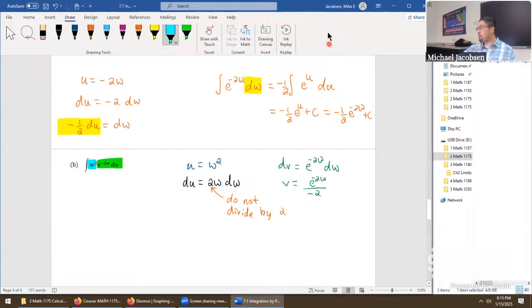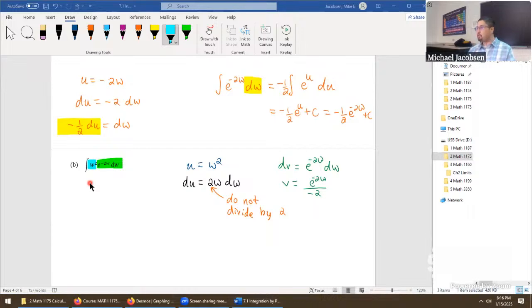That's the shortcut down below. And Jonas says, is it safe to use the same LIATE acronym for u substitution? You know, it turns out u substitution is kind of its own thing. The acronym is probably going to be less successful there as compared to integration by parts.